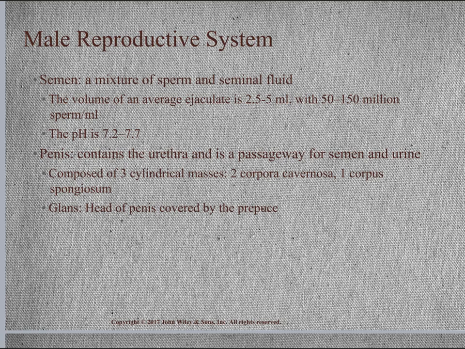So if we take the average and call it 100 million, and then take the high end of the ejaculation, about 5 mLs, then for every ejaculation we're dealing with about 500 million sperm. That's a lot of sperm per ejaculation. 500 million sperm per ejaculation on average, again for an average healthy male, with 5 mLs of fluid.